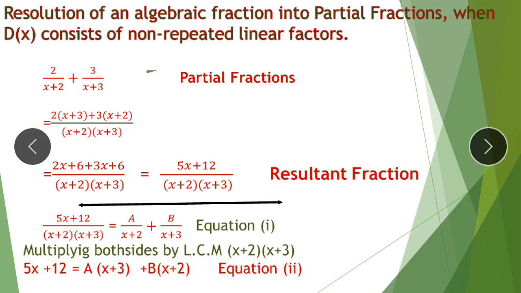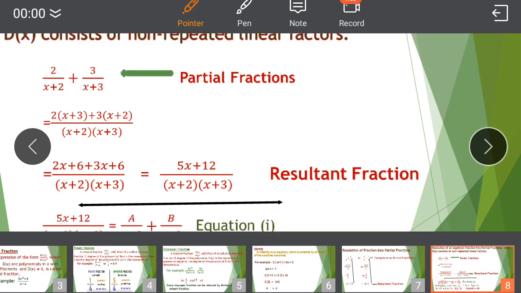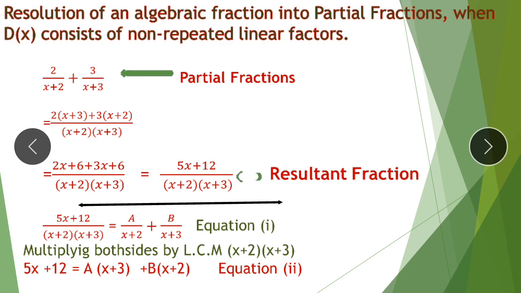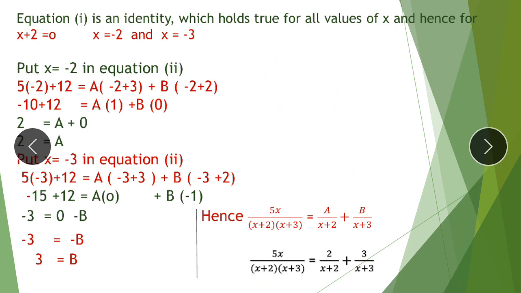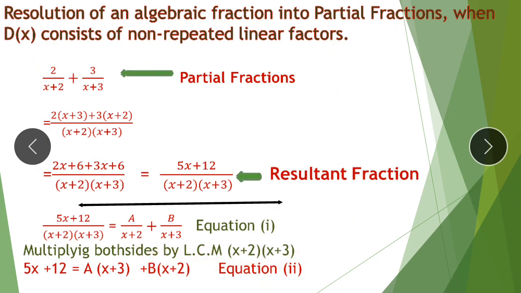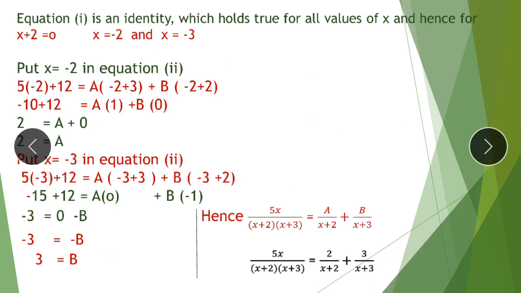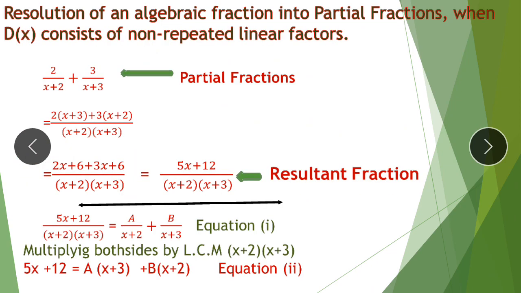Let's solve it ahead now. Here we have the resultant fraction and the partial fractions. A statement is written here that equation number 1 is an identity. Equation number 1 can be an identity, or we can say equation number 2 is an identity.